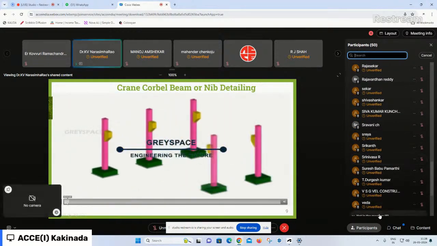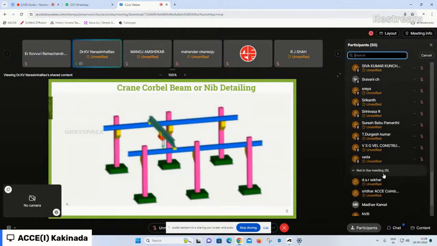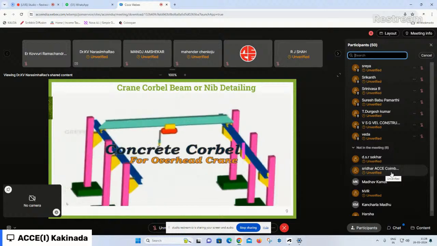We'll see once again, a complicated detailing is there. We'll have another detailing observation.